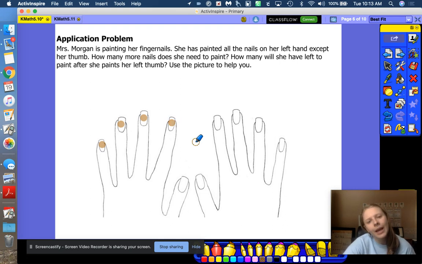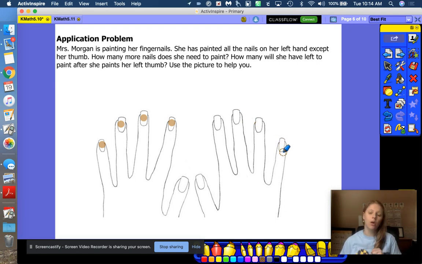How many did she paint? 4. How many more does she need to paint to get to 5? 1 more. Good. How many does she need to paint to get to 10? So she has 4. How many more to 10? 1, 2, 3, 4, 5, 6.